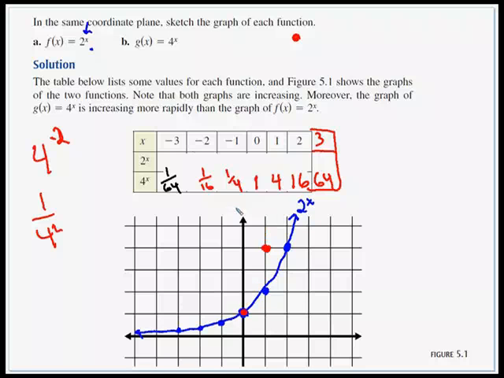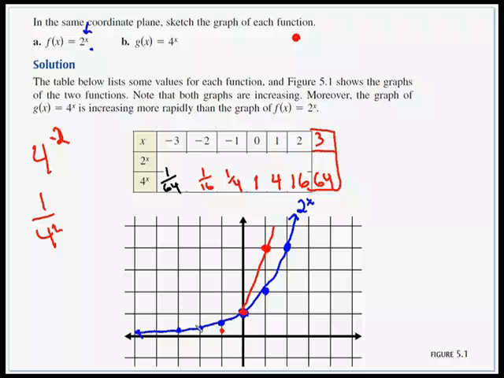Ooh, I don't like that line too much. Here we go. Ooh, another terrible one. Now let's look into the fractions on the left here. At -1, now we're down to 1/4. So we're under the 2 to the x function.